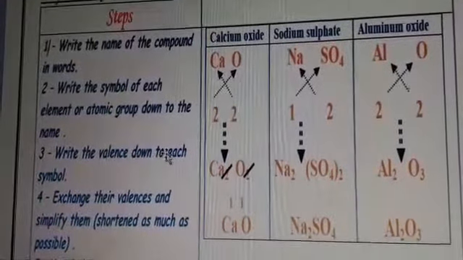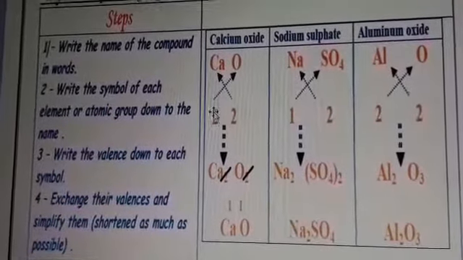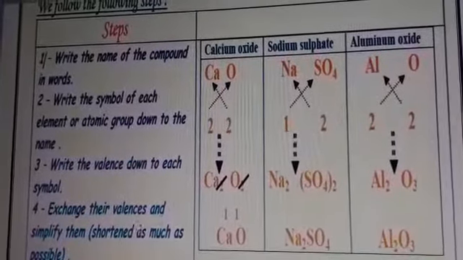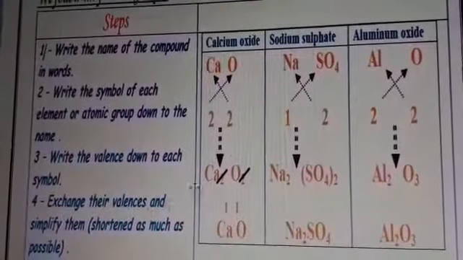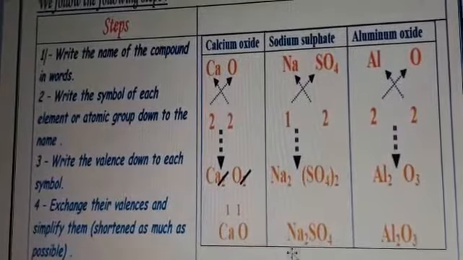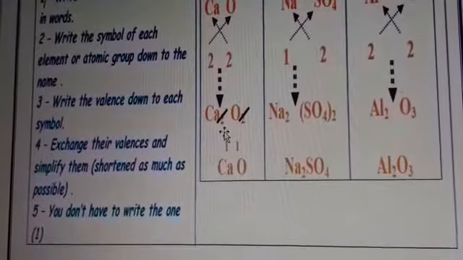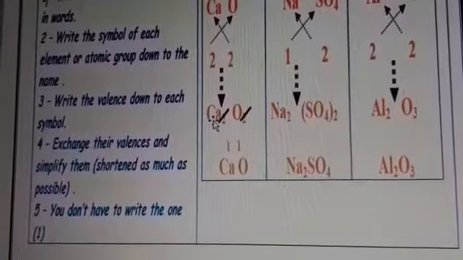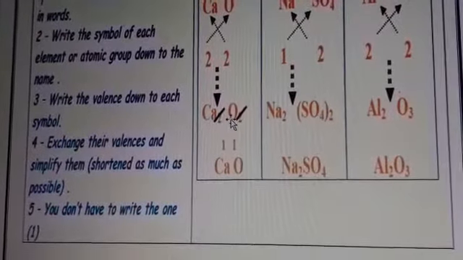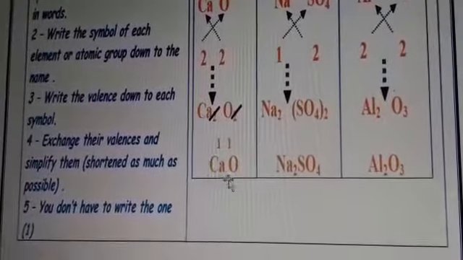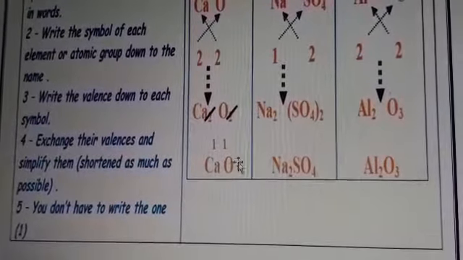Write the valency down under each symbol. The valency of calcium is divalent, oxygen is also divalent. Exchange their valencies and simplify them like this: 2, 2. So the valency of CaO, here 1 and 1. So the chemical formula of calcium oxide is CaO.